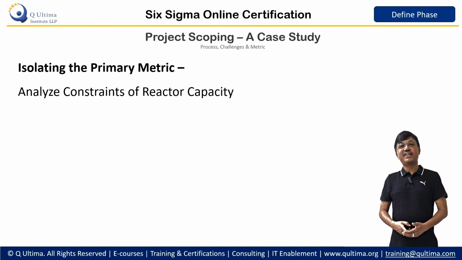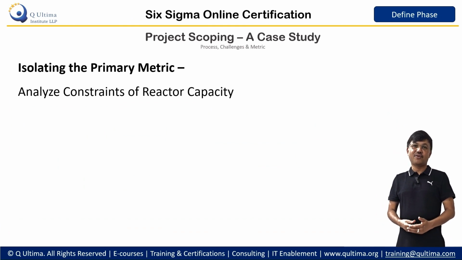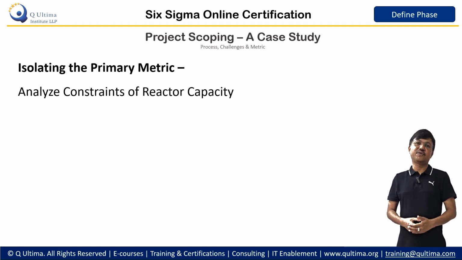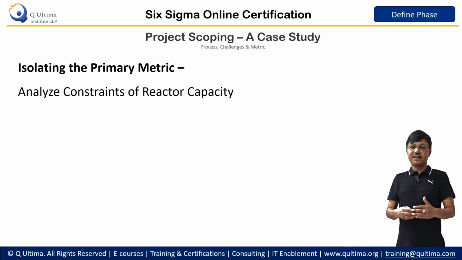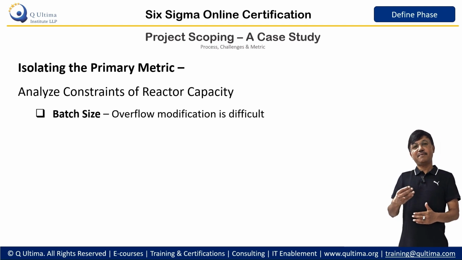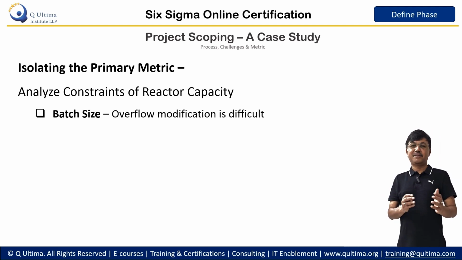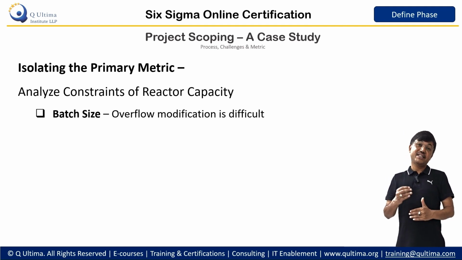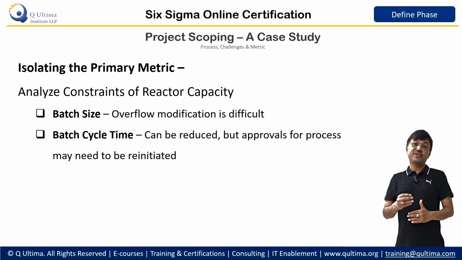Now, since we have already identified the process on which we are going to work, which is the reactor, we can isolate the primary metric by asking a few questions sequentially. For example, can we increase the batch size by modifying the equipment? A bit too expensive, so we can think about other options. Can we increase the cycle time? Yes, it is possible to increase the cycle time and hence improve the yield significantly. We can do some experimentation around it.